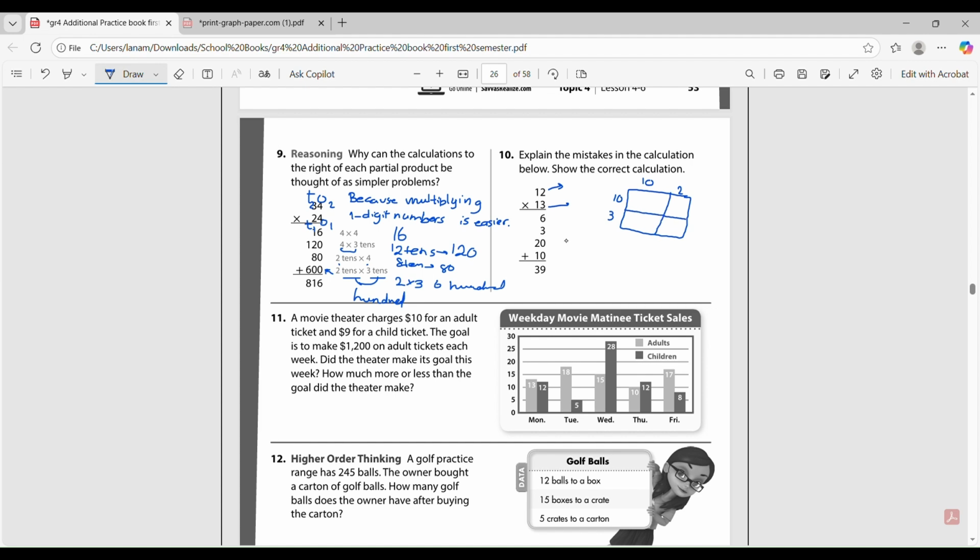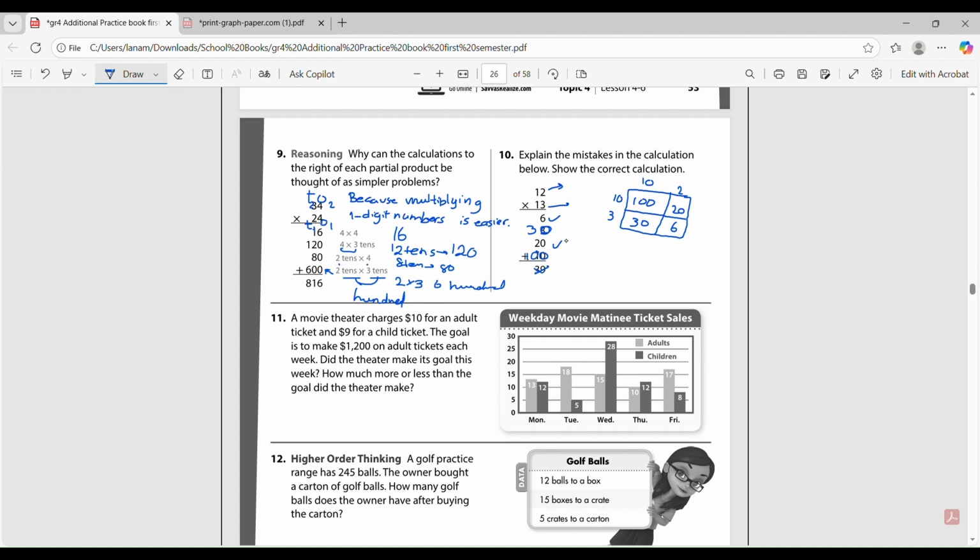Now 10 times 10 is 100. 2 times 10 is 20. 10 times 3 is 30. 2 times 3 is 6. Do I have 6? Yes, this is correct. Do I have 30? No, this is 3, so this is wrong. This should be 30. Now, 20, yes, this is correct. And the last one should be 100, not 10. It should be 100. So the answer is incorrect.